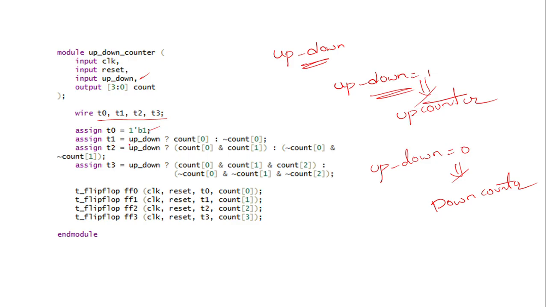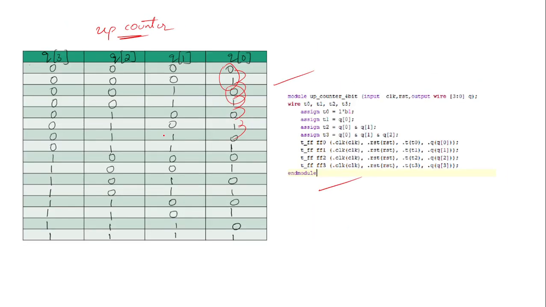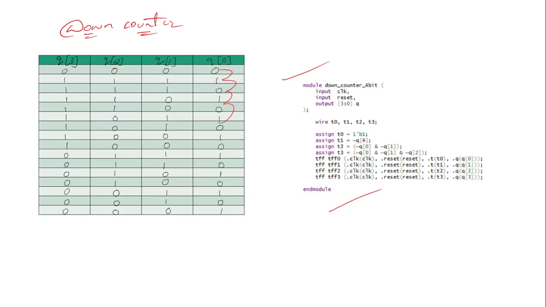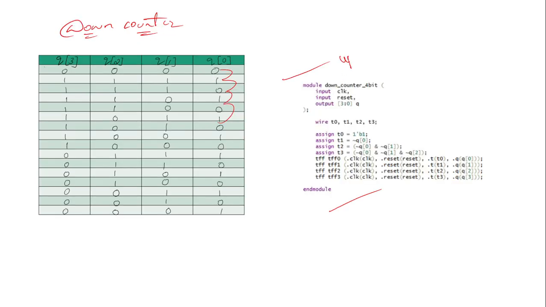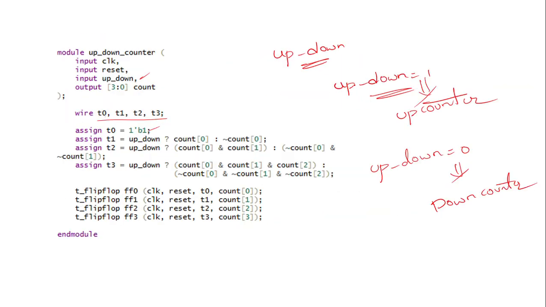So what is your T1? In an up counter you simply write Q0, and in a down counter you write invert of Q0. Now you have to differentiate. If the up_down value is equal to 1, these values are going to be the same. If the up_down value is equal to 0, then this value is going to be the same. So now what are you going to write? You have to write the condition, so you have to use the ternary operator, the conditional operator.